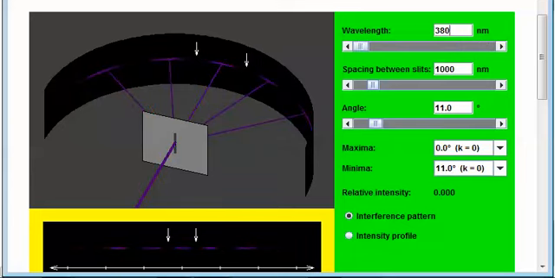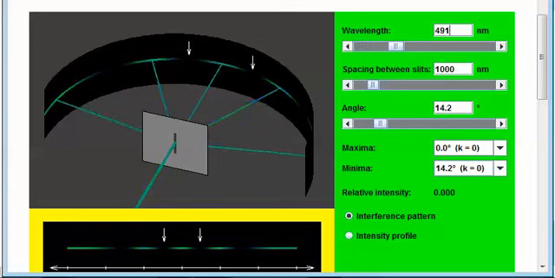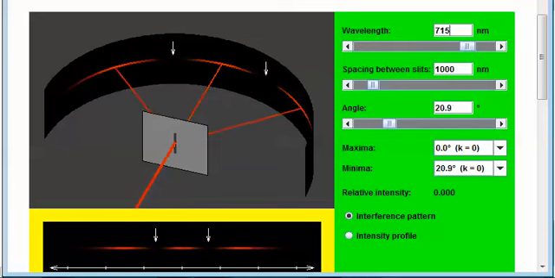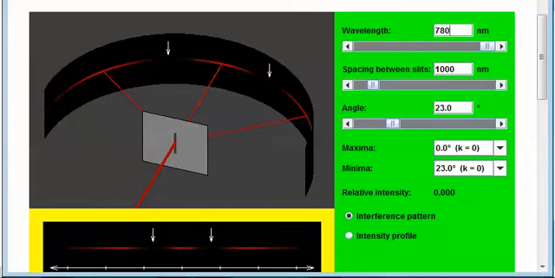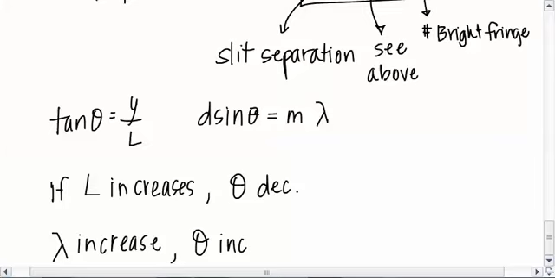So here's our first wavelength. And you can see the angle right there, or it shows us the angle. It goes from 11 something to 23. So what's going to happen? It's going to increase. So y will increase.